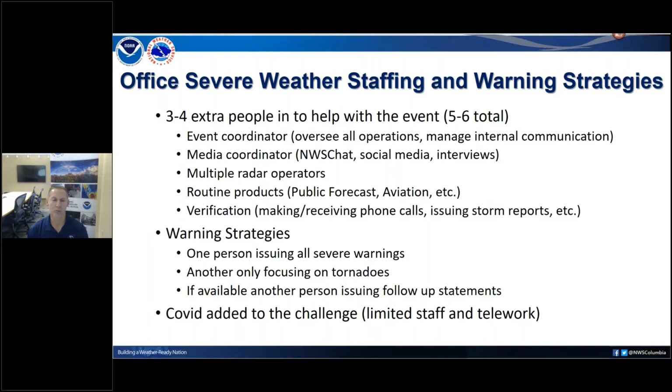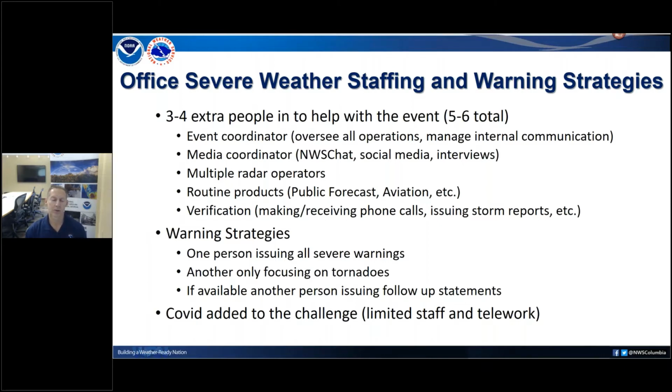We also have multiple radar operators. It's always good to have multiple eyes looking at the radar, especially when you have a big, strong, high-impact event like we're expecting. We also have one person that continues to do the routine products. Our public forecast has to continue to be updated, the aviation forecasts, all the routine products.